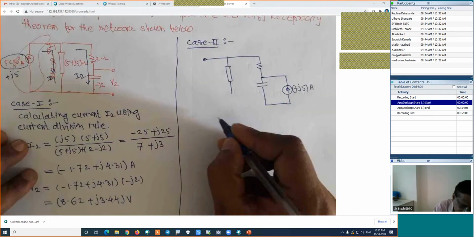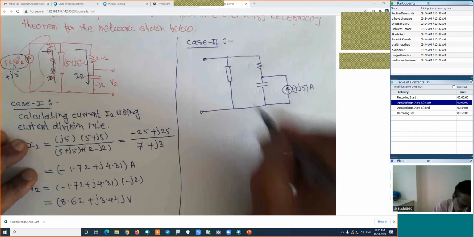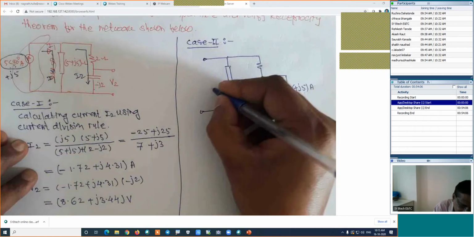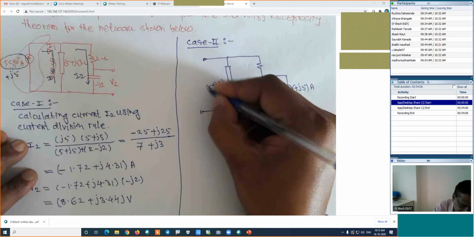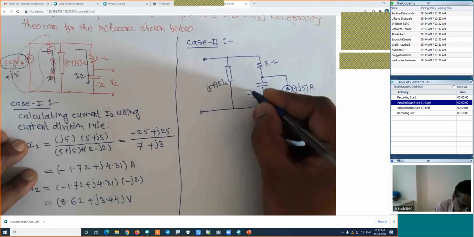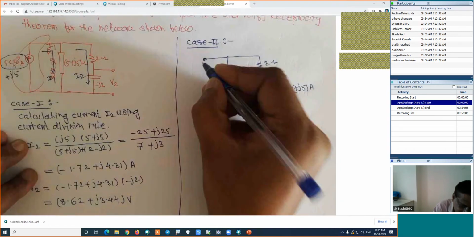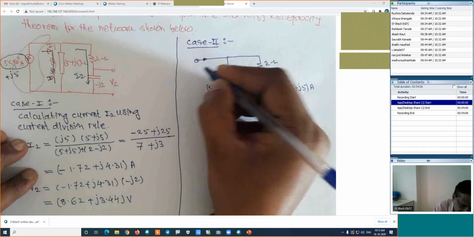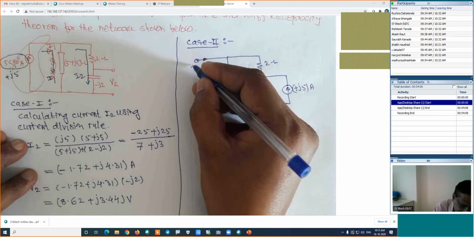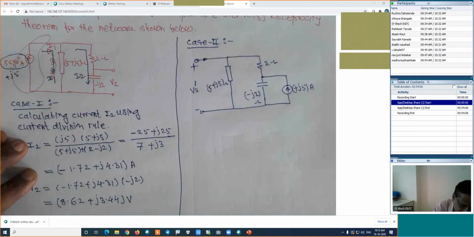And we will find out the voltage across this point. Here this impedance is 5 plus j5 ohm. Here it is 2 ohm. This is minus j2 ohm impedance. We are interested in the calculation of this voltage. I will name this voltage V2 dash. Is it right? Something has to be named. You can give V1 also, but here I have taken V2, that's why I am naming it V2 dash.